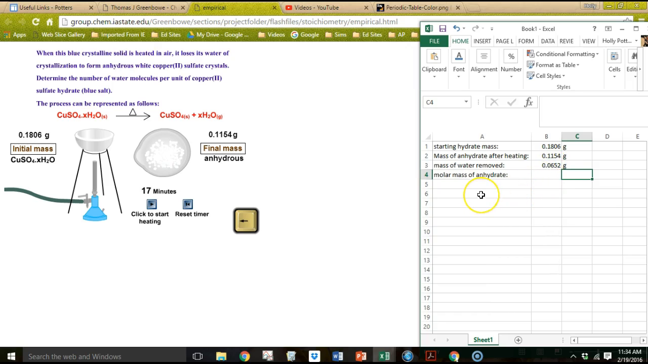Okay, so again, we're trying to find a formula. We know that formulas have to do with the count of atoms, and so instead of counting individual atoms, we're going to be counting moles. We're going to be trying to figure out the ratio of moles of the formula unit of copper 2 sulfate to the moles of water. So we're going to find the molar mass of the anhydrate. Since we know the formula is CuSO4, I'm going to look up the molar masses of copper, sulfur, and oxygen.